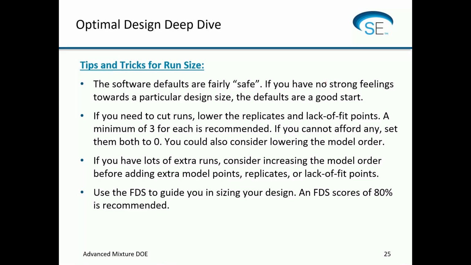If you need to cut runs, we suggest lowering the replicates and the lack of fit points. We recommend a minimum of 3 for each as the very minimum. If you cannot afford any, just set them to 0. I mean, if you don't have the budget for them, you don't have the budget.